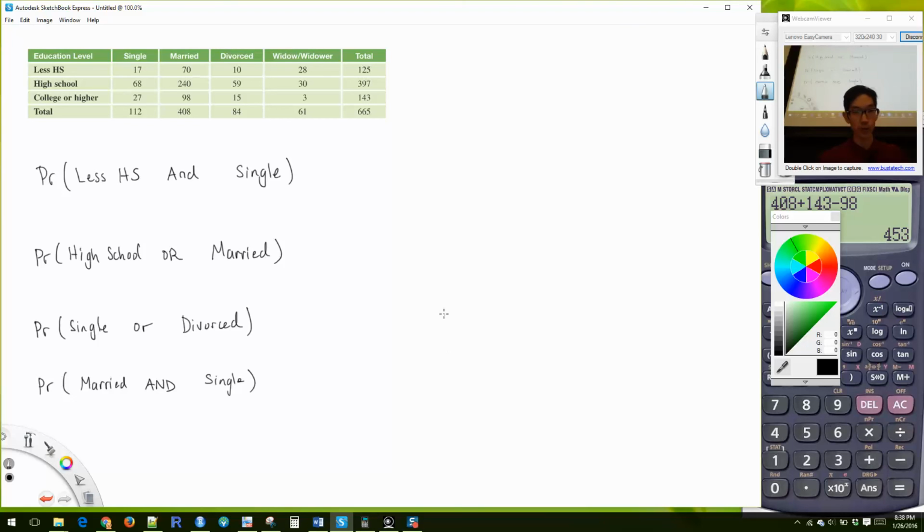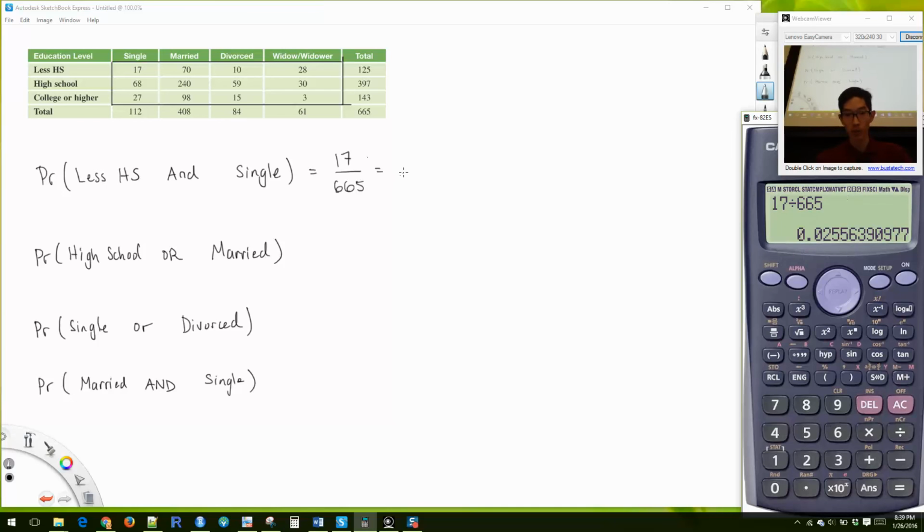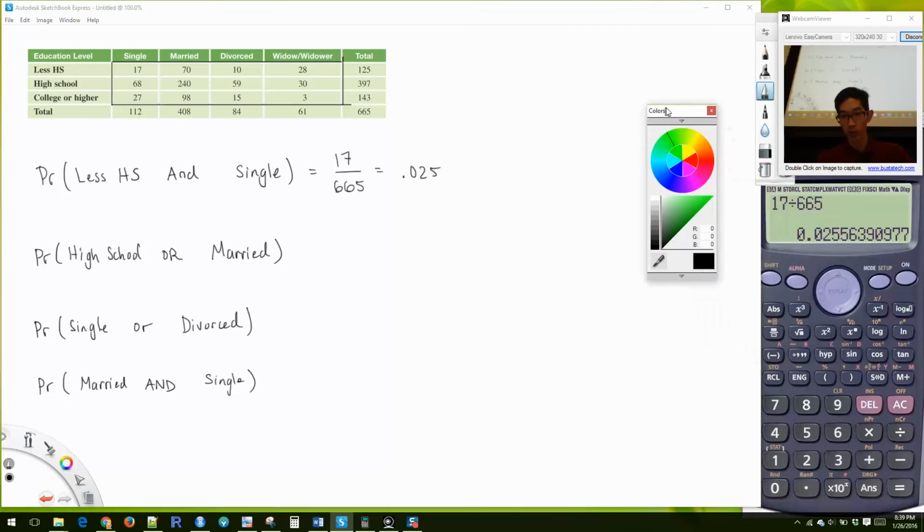All right, let's go over our answers here. So again, our guiding principle, at least for this, is a situation where we have simple outcomes where everybody has an equal probability of being selected. Just looking at our table here, how many people are in the less than high school and single group? 17, okay? So the probability is going to be 17 out of 665. You could turn this into a percentage or a decimal, so we would have 0.0256, if I round off to 4 decimal places.